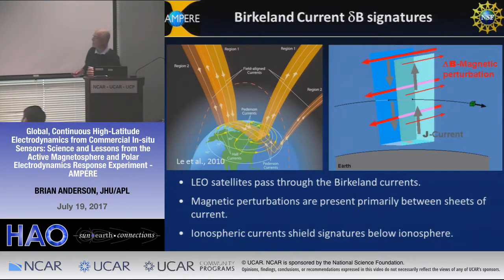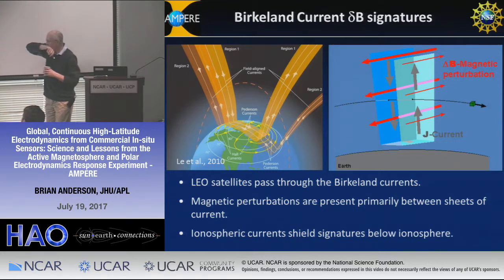So this is the idea. If you have a satellite at low altitude flying through this kind of a system, it will see the magnetic perturbations created by these currents. And it will see primarily between these two sets of currents right in there. That's where the biggest perturbations will be. So if you have low Earth orbiting satellites passing through the currents, they will detect them.